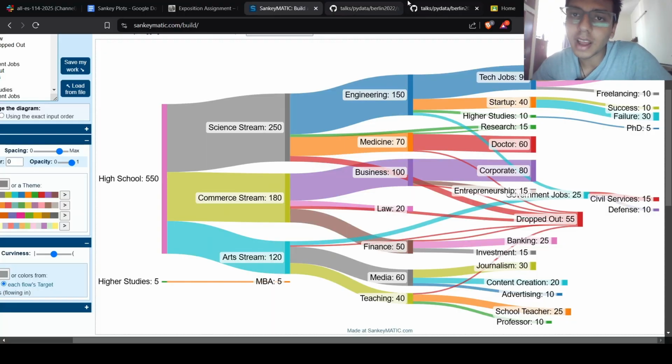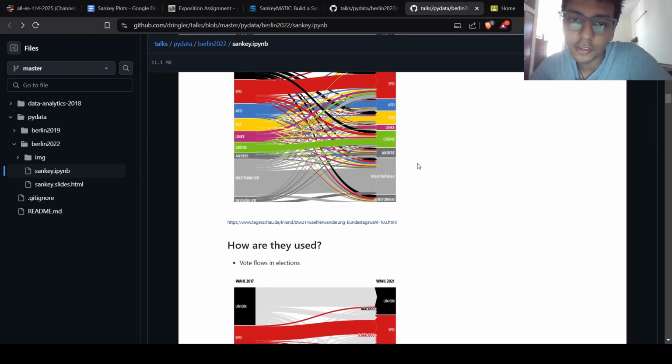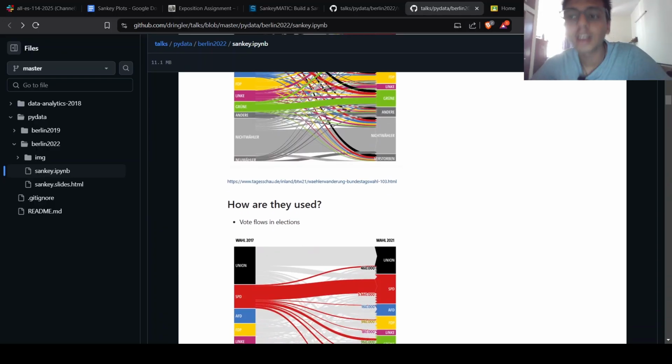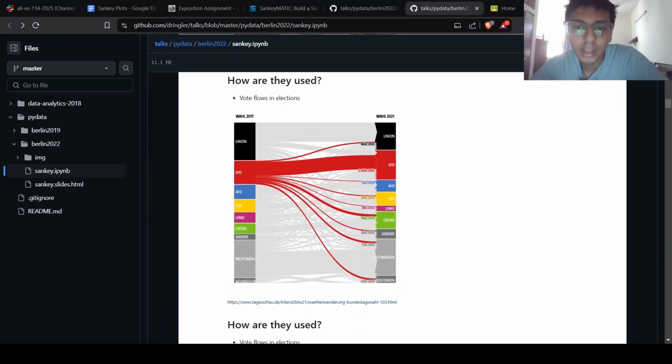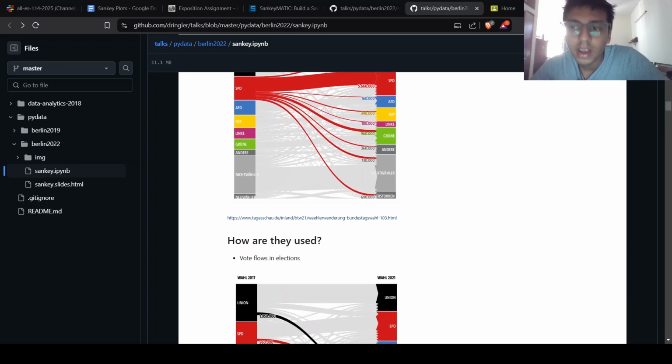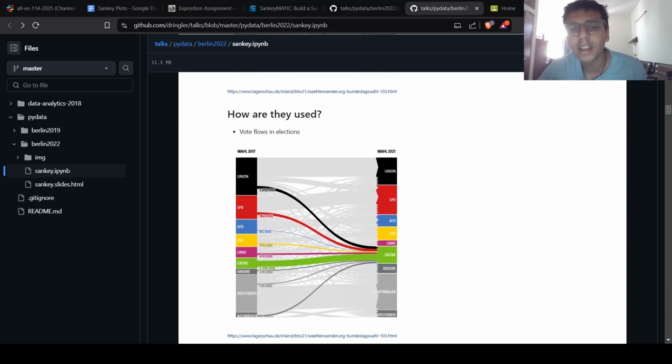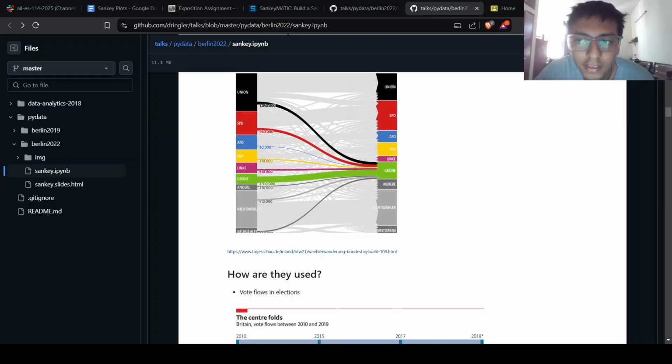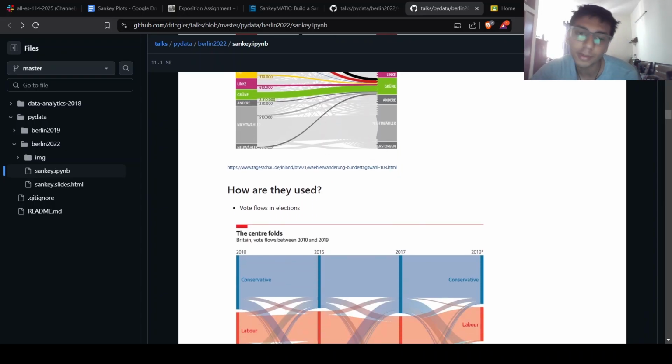Another great example I saw online was the Sankey plot of voters. Here we can see how many voters stuck to their original party after voting and how many changed their vote party. And many more things can be analyzed by this diagram, which could be used for future purposes.